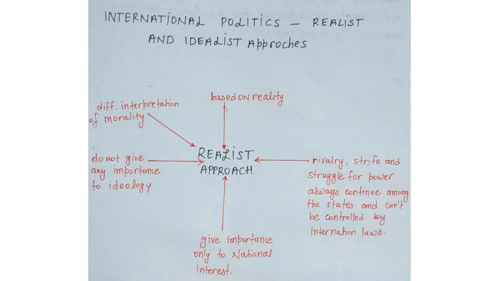Now, they have a different interpretation of morality. If someone tells a lie, it is immoral, but if someone tells a lie in order to promote or protect the national interest, this is moral. In this way you can understand the realistic approach. They are talking about the reality that is going on in the world. In the world you can see rivalry, strife and struggle for power always continue, no importance is given to ideology, importance is given only to national interest, and there is a different interpretation of morality. In this way you can understand the approach called the realistic approach.